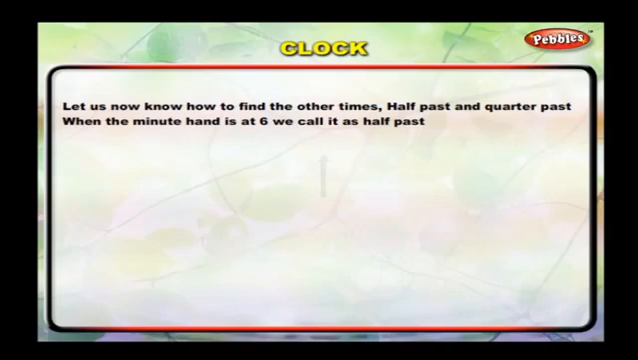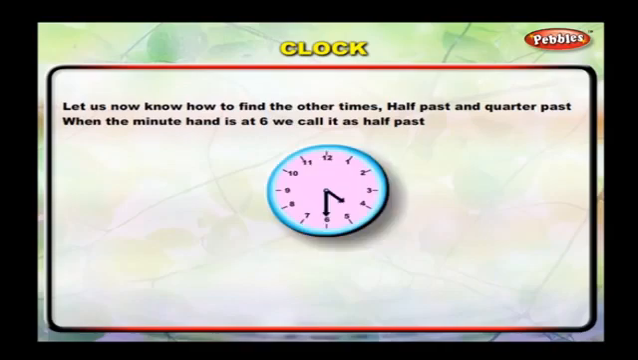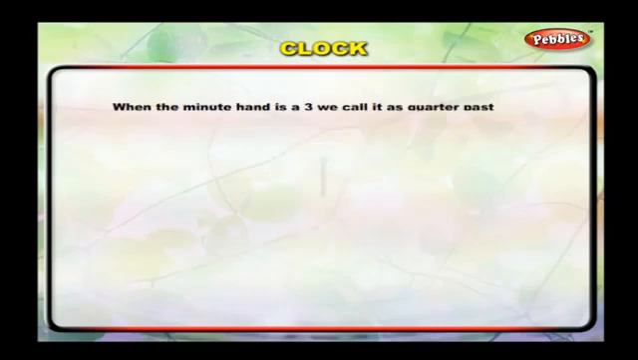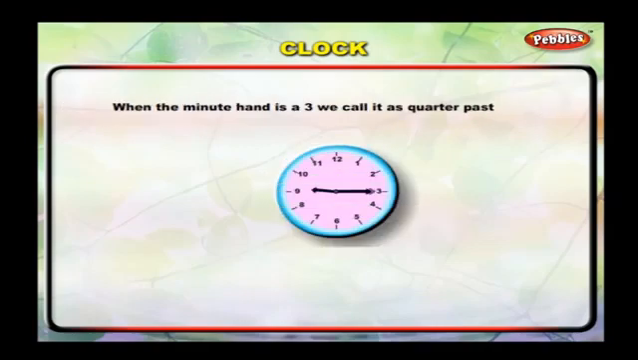In this picture, the long hand shows 6 and the short hand lies between 4 and 5. We call it half past 4. When the long hand shows the number 3, we call it quarter past. Let us see some examples.